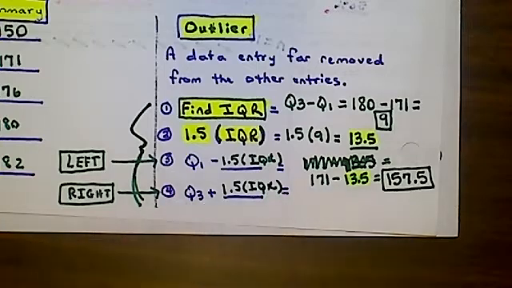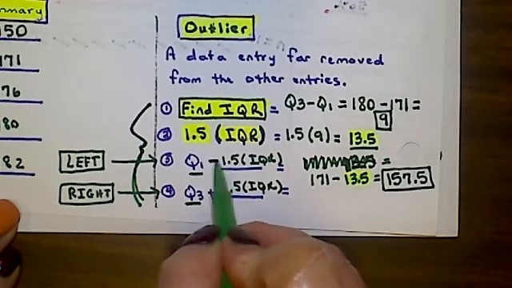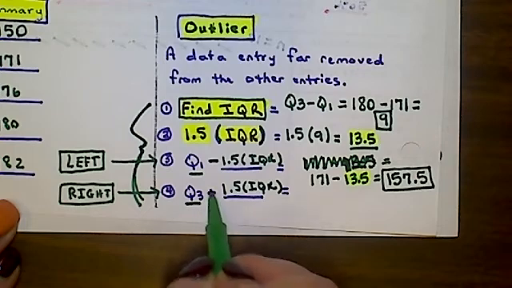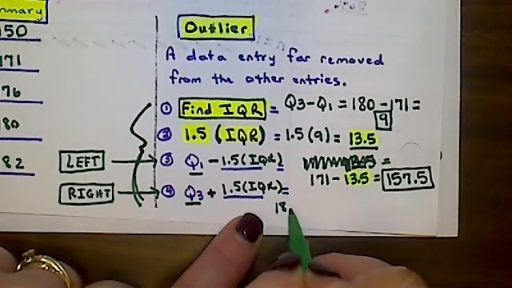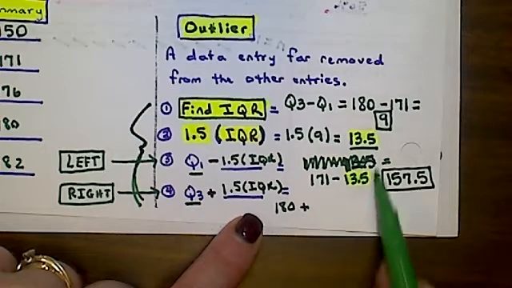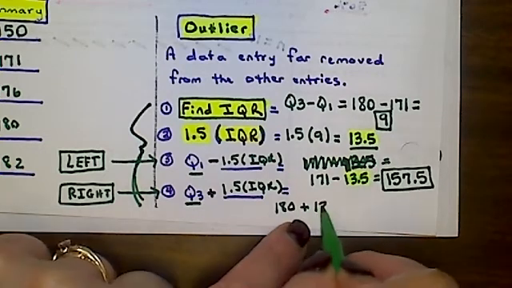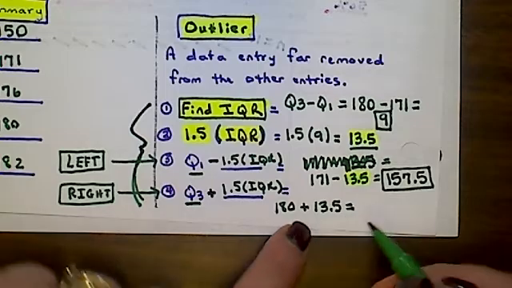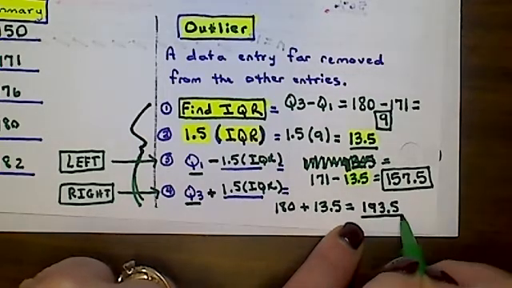So again, it's Q3 plus. Looking to the left, we subtract. Looking to the right, we're adding. So my Q3 was 180, and I'm adding that 13.5, which would be 193.5.